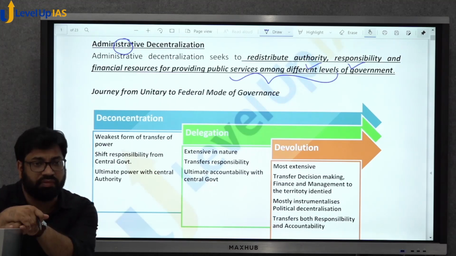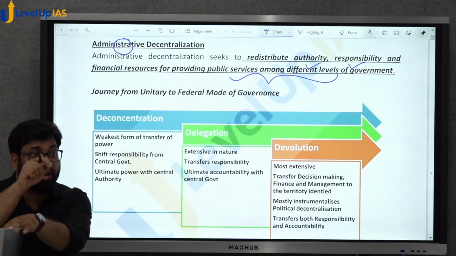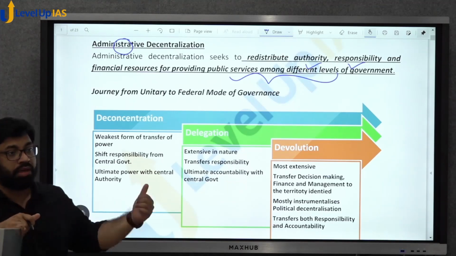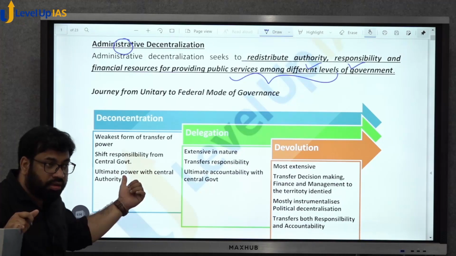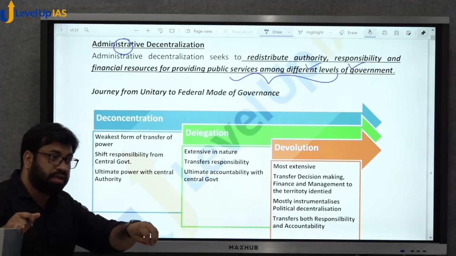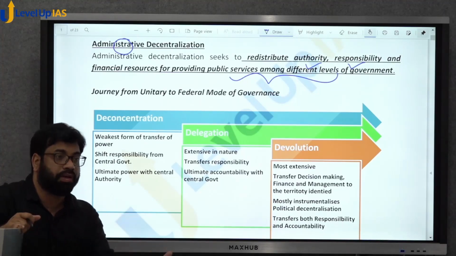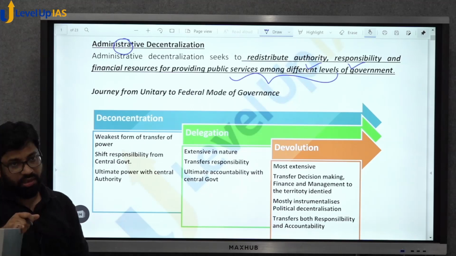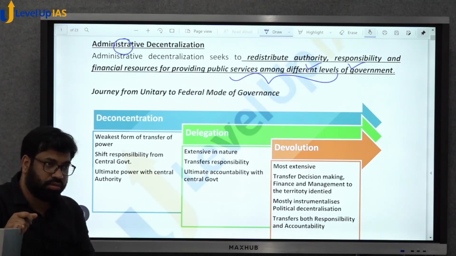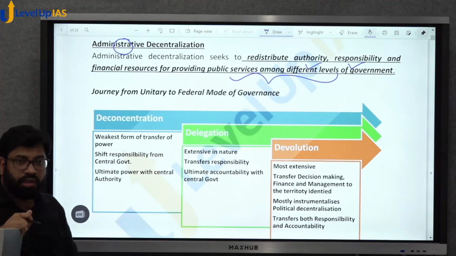But quantitatively, the unitary form of government, the ones which are completely unitary, will always focus more and more on deconcentration. Why? Because all the power is always assumed in a single body, and that single body will never give up the power and authority it has. So what will it do? Deconcentration. Clear enough?